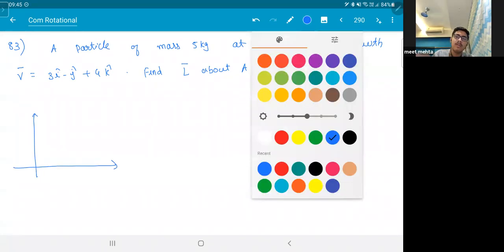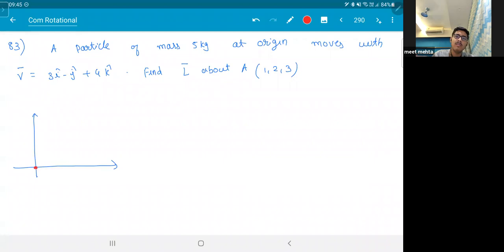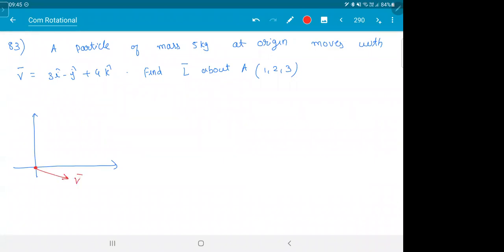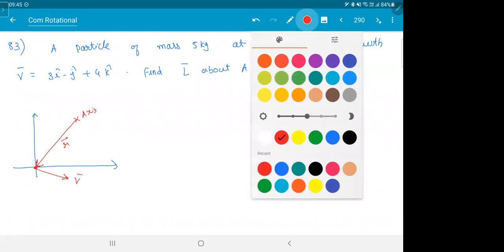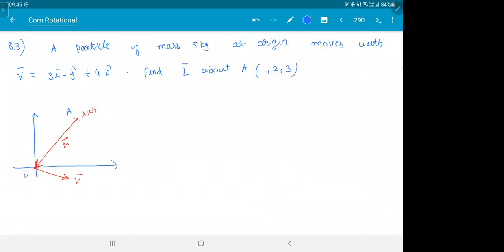Minus i cap minus 2j cap minus 3k cap. The particle is going like this. Now this is V bar. This would be R bar. This is axis. So if I call these points A and O, R bar is AO bar. It's a vector from the axis to the point where the particle is. Don't take i plus 2j plus 3k. That is the most common mistake. We have done this in torque also.